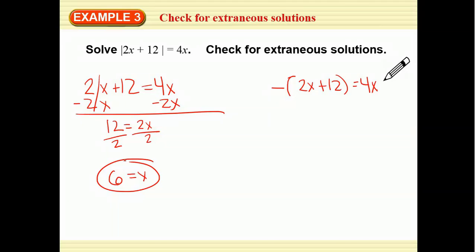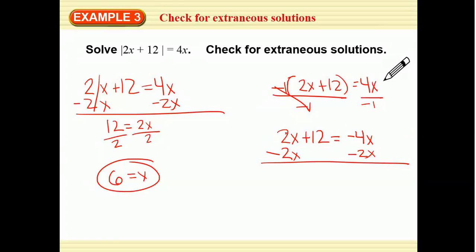Let's check the other one. So here's another way to do this. Instead of having to distribute that negative, which is a little bit more extra work, you can actually divide by a negative 1. Because it's negative 1 times 2x plus 12. So if I divide that, it's going to cancel out. I'm left with 2x plus 12 equals negative 4x. Looks like I need to subtract 2x, kind of like what you did over here. Basically, you're going to do the same problem over. 12 equals negative 6x. Let's divide by a negative 6, and I'll get negative 2 equals x.